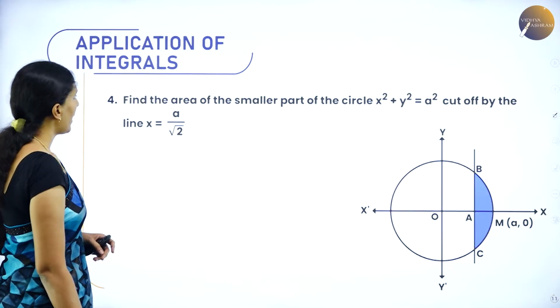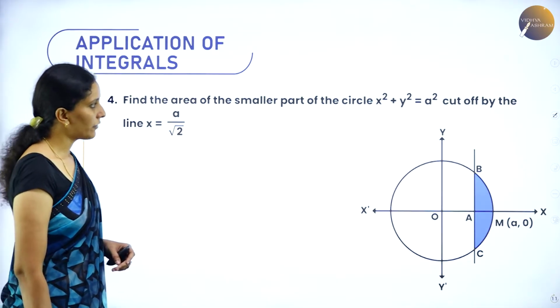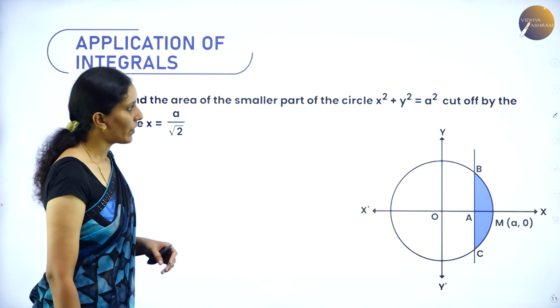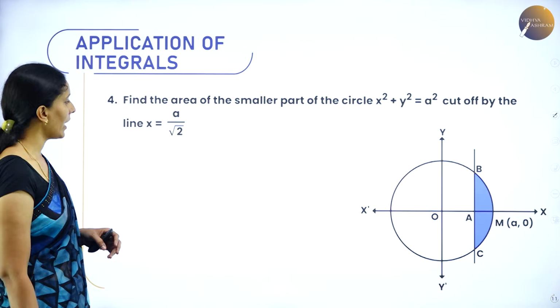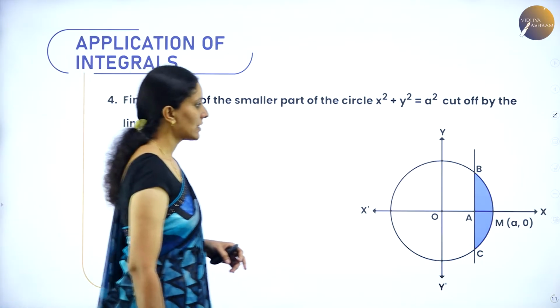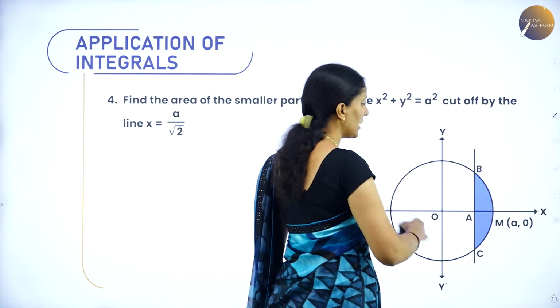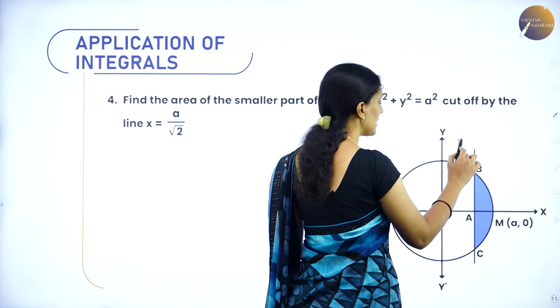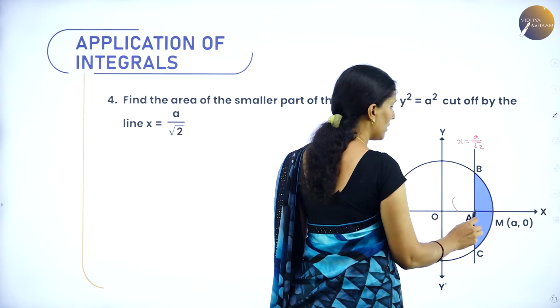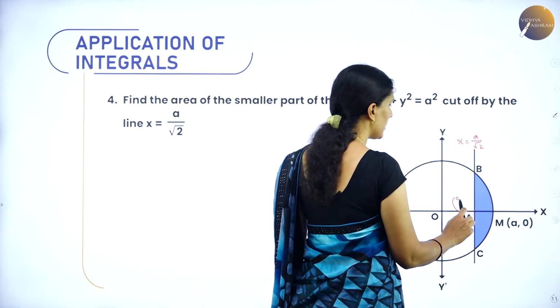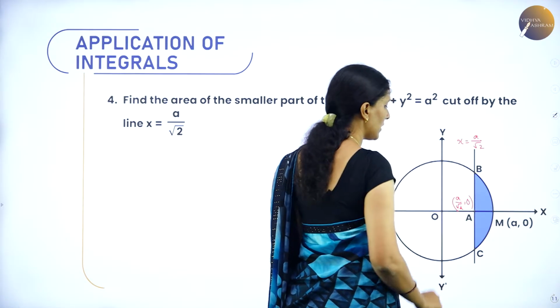Next one, find the area of the smaller part of the circle x square plus y square is equal to a square, cut off by the line x is equal to a by root 2. So I have taken a circle and a line. This line is x is equal to a by root 2. That means the coordinate of this point is a by root 2 comma 0.